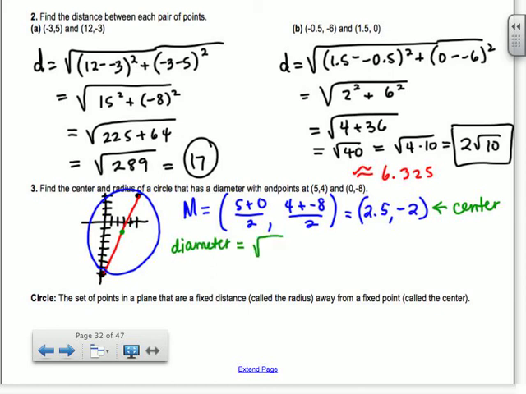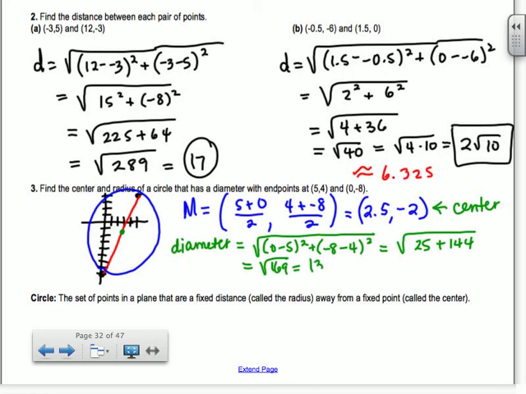So my diameter is going to equal the change in the x's, so 0 minus 5 squared plus negative 8 minus 4 squared. Doesn't matter what order. So you'd have negative 5 squared, so 25. And then you have negative 12 squared, which is 144. So you get the square root of 169, which is 13.